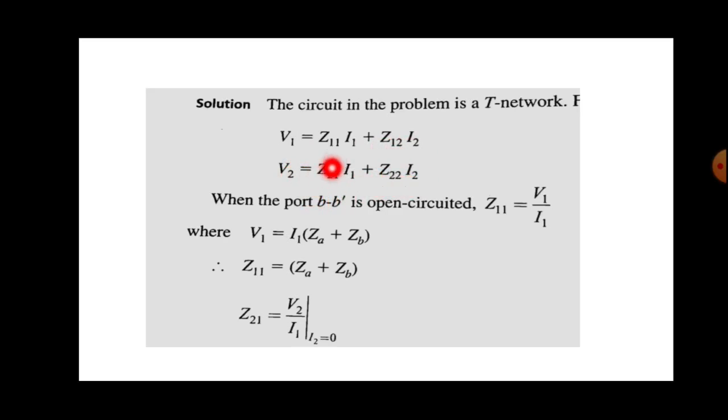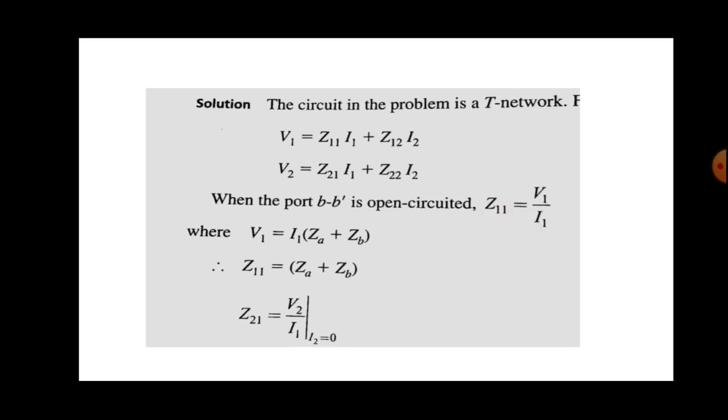Now first we open circuit the second port. In that case I2 will be equal to 0, so the I2 terms in both equations will be equal to 0. So we will get Z11 and Z21 when we open circuit the second port. We can write Z11 equal to V1 by I1.